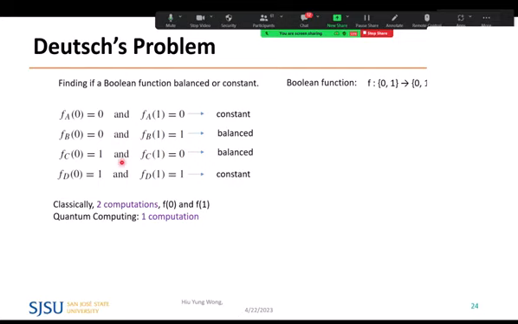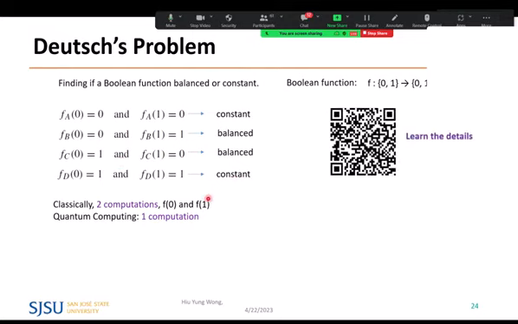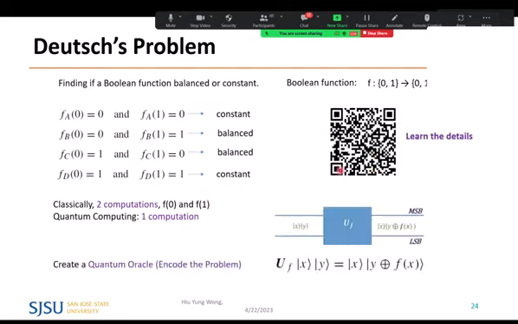Now in classical computing, if you don't know what the function is, what do you need to do? For this simple question, you need at least 2 computations, right? Okay, I have some video for this you can learn, which is in the video that I showed you earlier, right? You need at least 2 computations. But for quantum computing, I only need 1 computation by utilizing the quantum parallelism, okay?